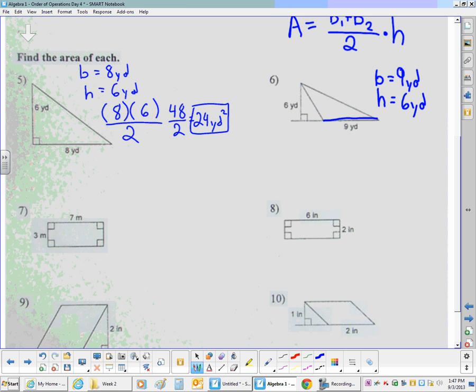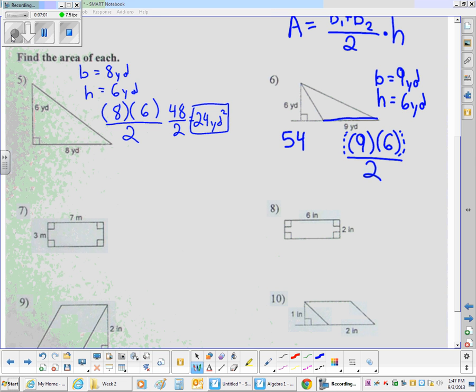Okay, we're going to plug that into our formula again, so we get 9 times 6 over 2. When we go to solve this, remember we're talking about invisible or implied parentheses on the top. So first thing we'll do is figure out what 9 times 6 is, and then we will divide that by 2. So 9 times 6 would be 54. And then we divide by 2. So 54 divided by 2 is going to be 27.